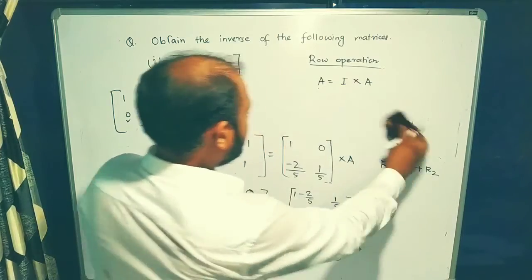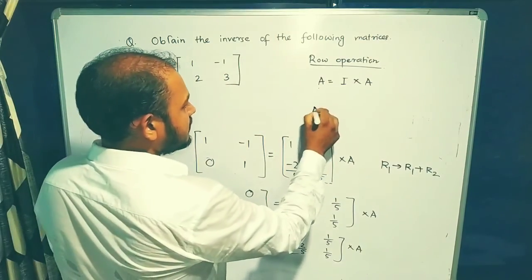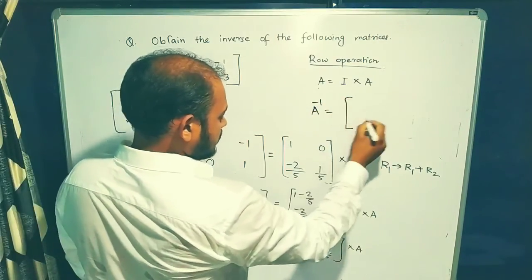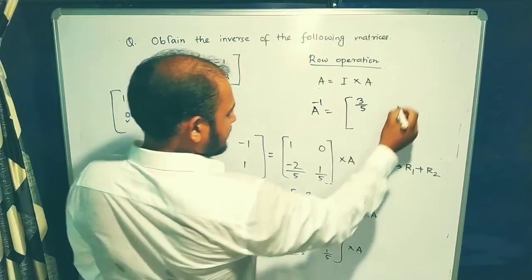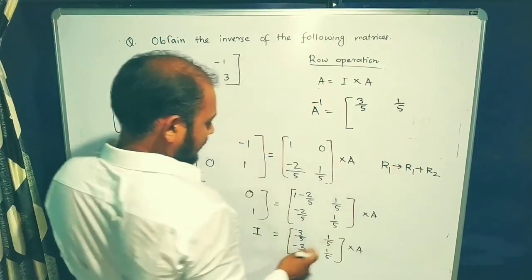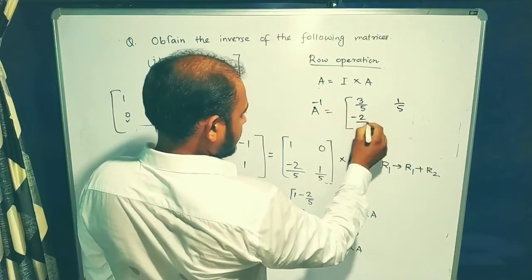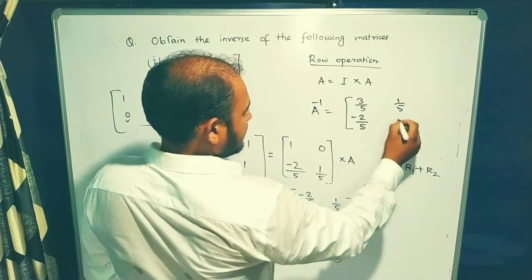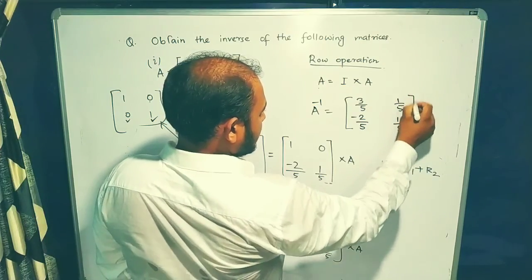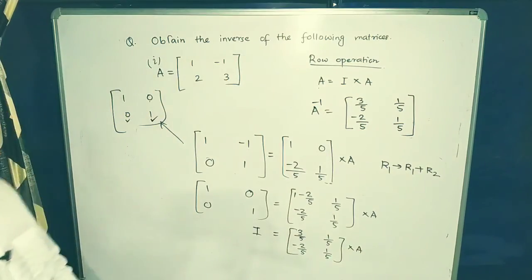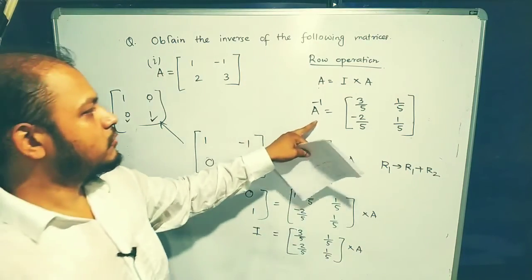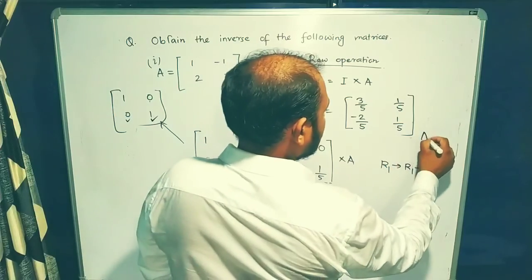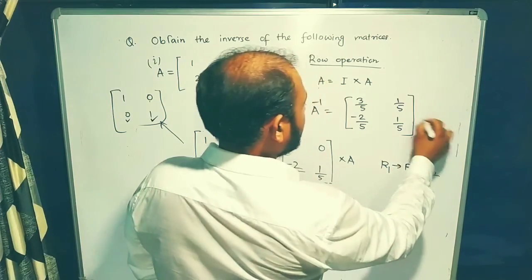we are seeing that A inverse is equal to 3 by 5, 1 by 5, minus 2 by 5, and finally 1 by 5. So this is the answer for the inverse of this matrix that was given. So this is the solution of question number 1. Answer is this.